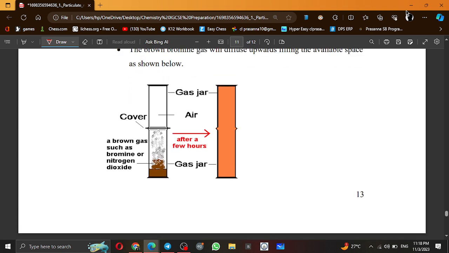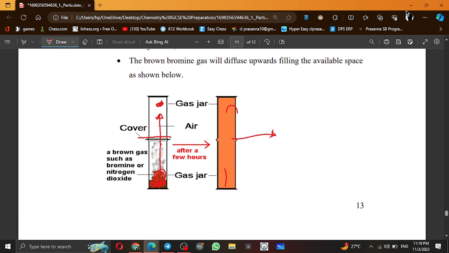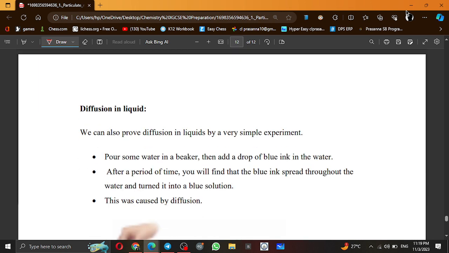Another experiment is we have bromine gas at the bottom, and then we cover it. Then as soon as we open it, after some time it will spread all over. High concentration of bromine, very low concentration above, it diffuses upwards. This experiment states that diffusion not only happens right or left or up or down, it happens in all directions.